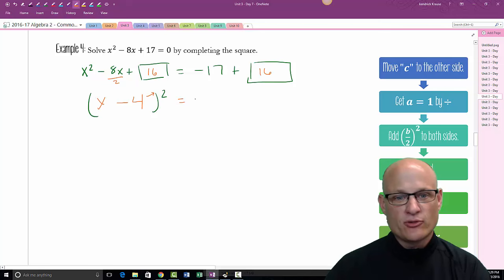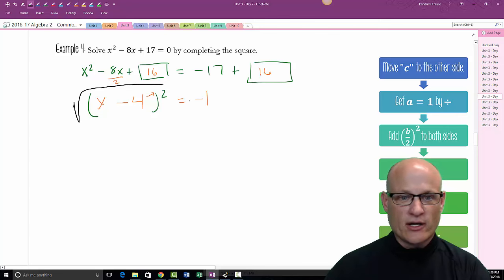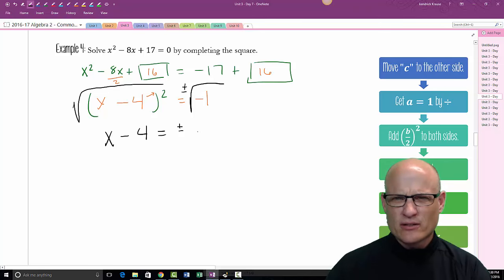So this is equal to negative 1. Next step, take the square root of both sides. When you take the square root, you put a plus or minus. Don't forget that. Don't forget it. So what I end up with is x minus 4 equals plus or minus, what is the square root of negative 1? That's right, it's i.